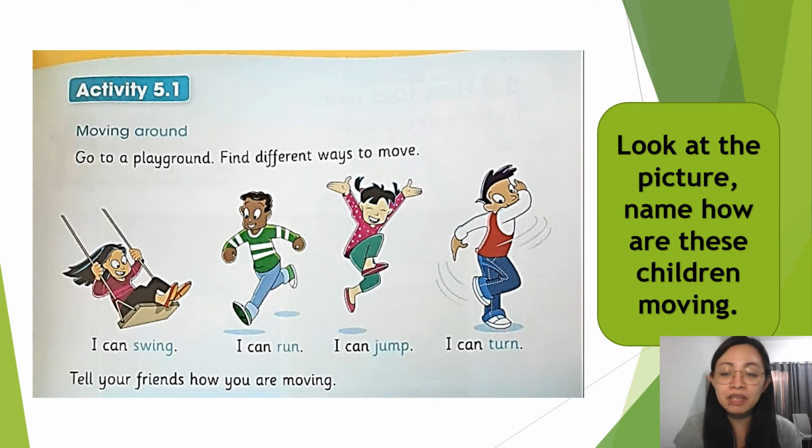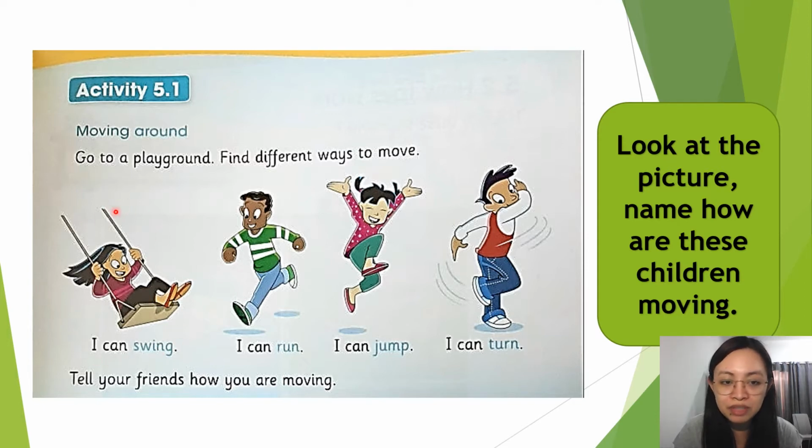Okay, so this time, kids, I want you to open your science learner's book on page 43. Have you seen this page? Let's take a look, kids. Moving around. Go to a playground, okay, but this time, unfortunately, you cannot go to the playground. But instead, later, you can do the actions of these kids. Find different ways to move. Let's study the following pictures.